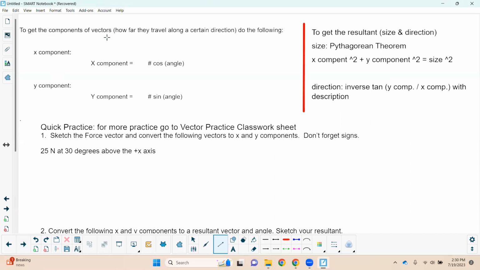So I'm going to do this part first here. And there's a couple quick practice ones. There's a practice vector sheet. These are on there. You can practice some more. The answers are also on D2L, but it's to get how to get components of vectors.